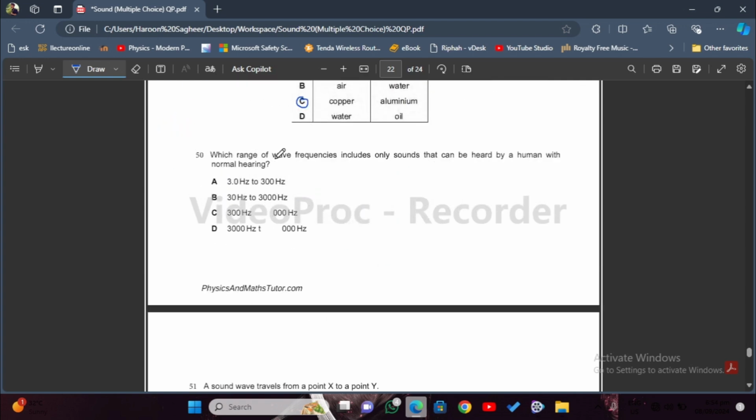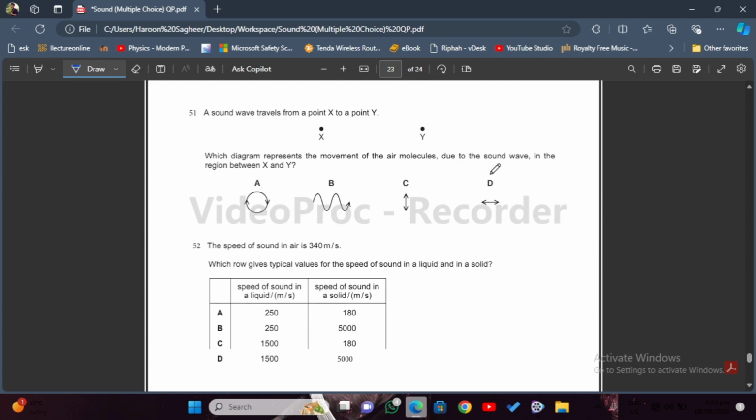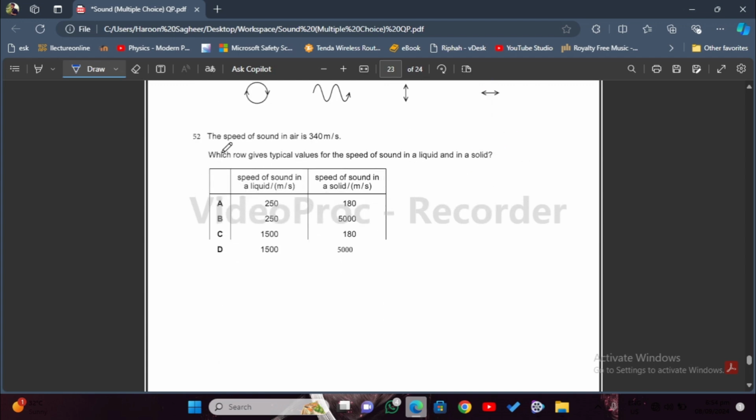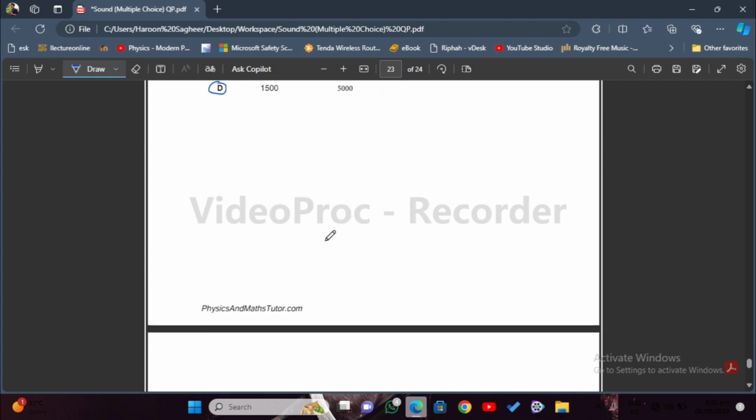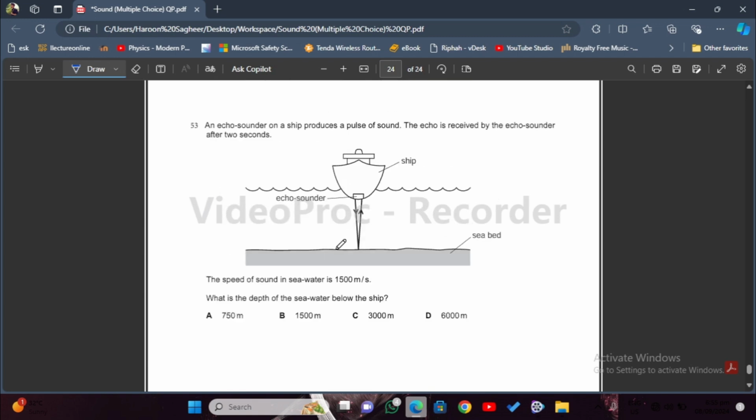Right, question number 50. Which range of the frequency includes only sounds that can be heard by a human? Well, we have done this already. This one is correct, 30 Hz to 3000 Hz. And this one is D. We have already done it. The speed of sound in air is 340. Which row gives the typical value of the speed of sound in liquids and solids? The speed of sound in liquids is basically 1500, but in solids it's 5000. We have done this one already, that is 1500. You can just find it earlier in the video.